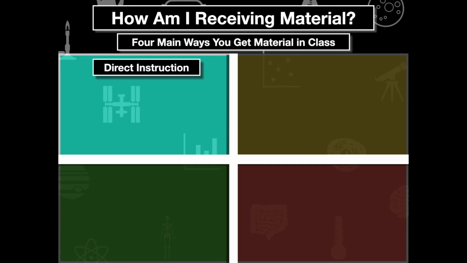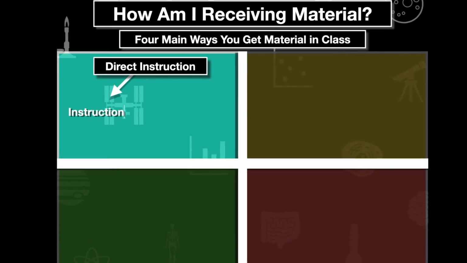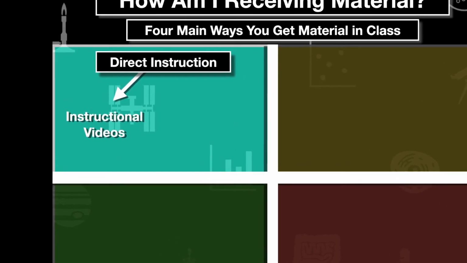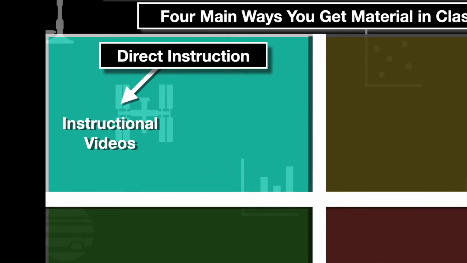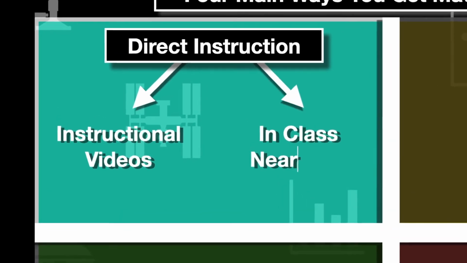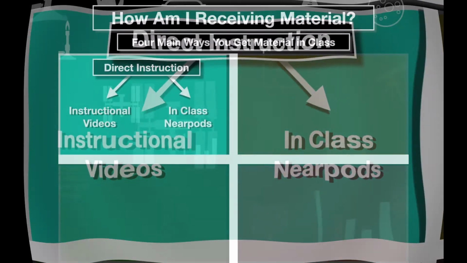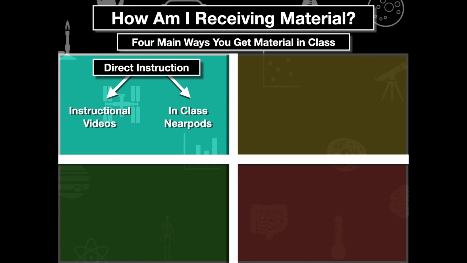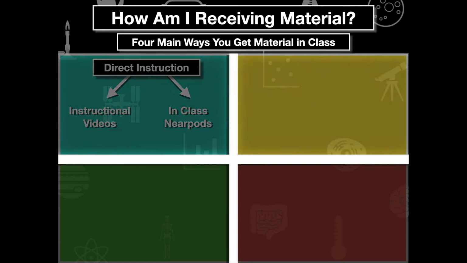The first and most fundamental way that we're going to see our material is direct instruction. It's going to take place via instructional videos like the one we see here, or in class via Nearpods. The benefit of the instructional videos is you can go back and look at them. And then we also do in-class Nearpods with a lecture, and we also do practice within that Nearpod.